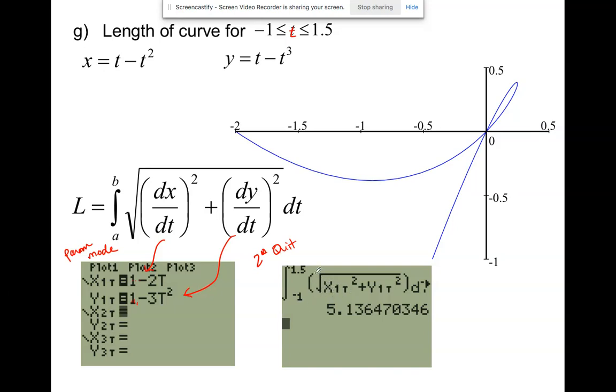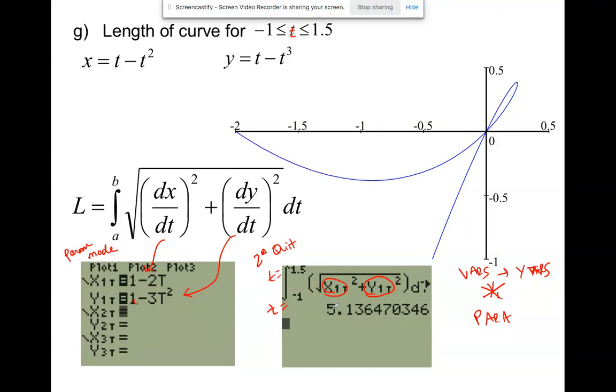Call this up, right? You know how you usually call up, you go to vars, y vars, function, and then you can call up y1. Well, this time go to vars, arrow over to y vars. Don't go to function, arrow down to parametric, and that's where I got this. Notice these are t values, though. Crazy.